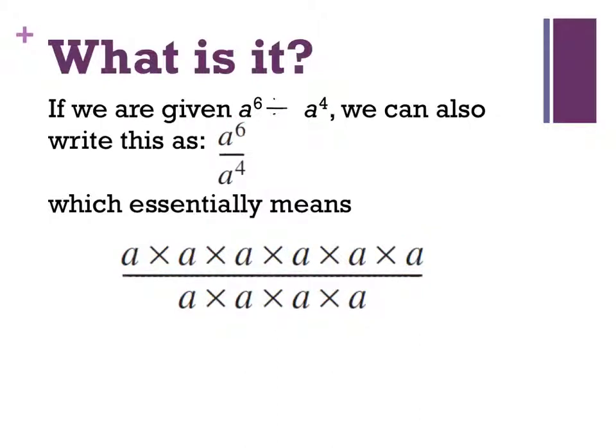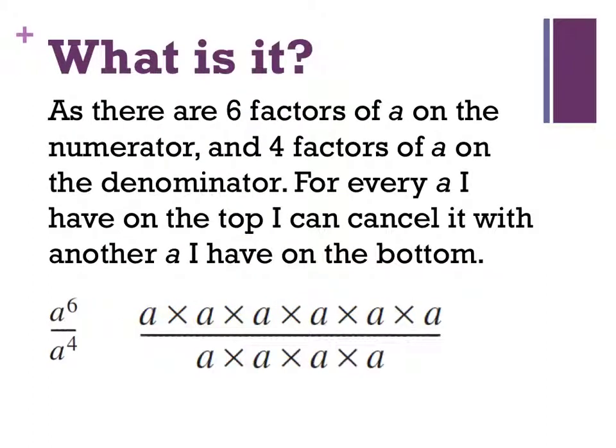So a to the power of 6 divided by a to the power of 4, when I break it down, looks like this. As there are 6 factors of a on the numerator, or on the top, and 4 factors of a on the denominator, I can simplify it. For every a I have on the top, I can cancel it with another a on the bottom. I can only do it one for one, one at a time for every one that I have.